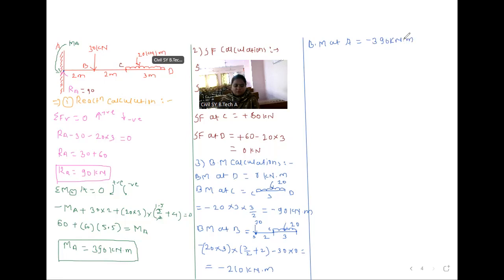Okay. So these are the calculations of shear force and bending moment. Now we will move towards the next step, step number four, that is the shear force and bending moment diagram, SFD and BMD. First I will draw the given beam, then we will draw the shear force and bending moment diagram.